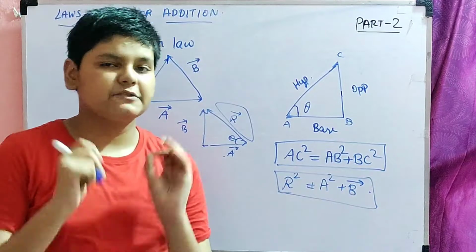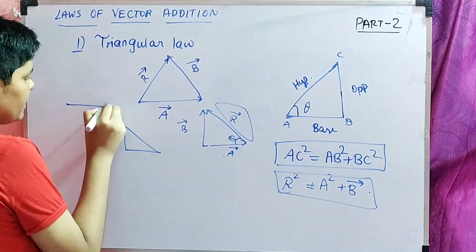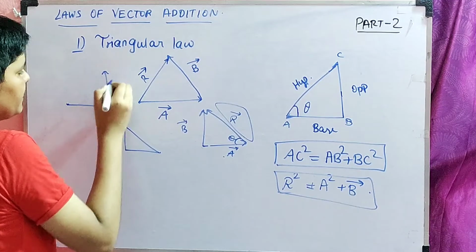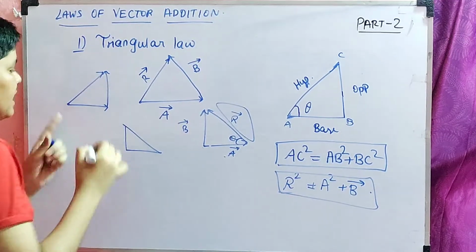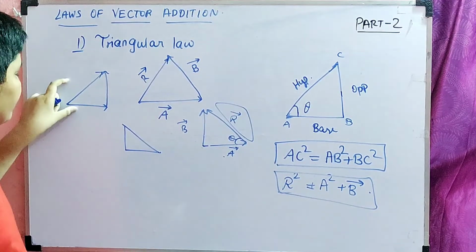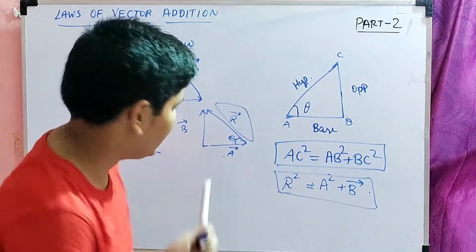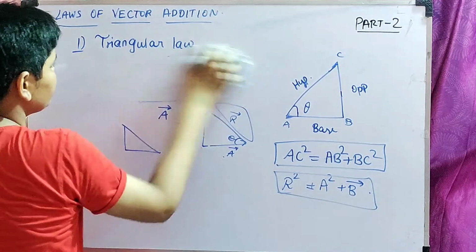Triangular law is very easy, very basic. You just need to remember that this is one vector, this is one vector, attached head to tail, head to tail. The third vector should be attached with the tail of the first vector. The first and the third vector should be attached either tail to tail or head to head, and that is how you can find the resultant. This was about triangular law.